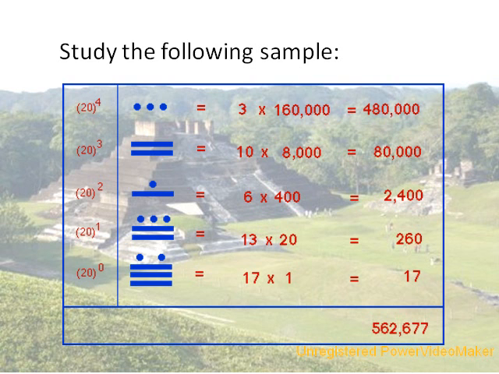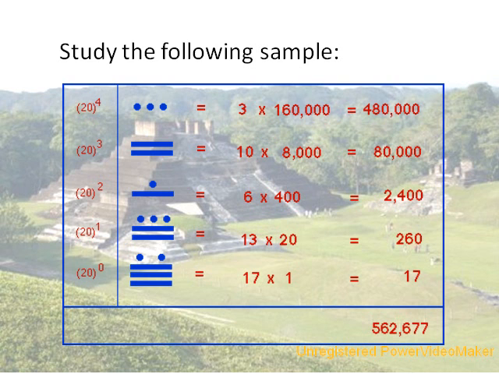Study the following sample. Starting from the bottom up, you have 3 bars and 2 dots equals 17. You multiply that times 1, you have 17. On the second place value, you have 2 bars and 3 dots. 5 plus 5 plus 3 equals 13. You multiply that times 20 and you have 260. On the third place value, you have a bar and a dot, which is 6. 6 times 400, you have the total of 2,400.